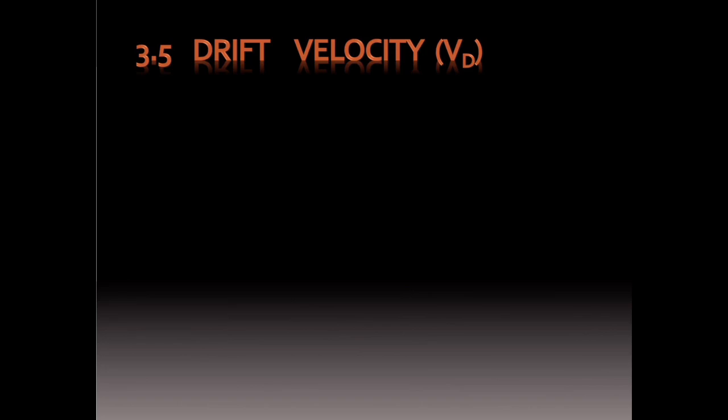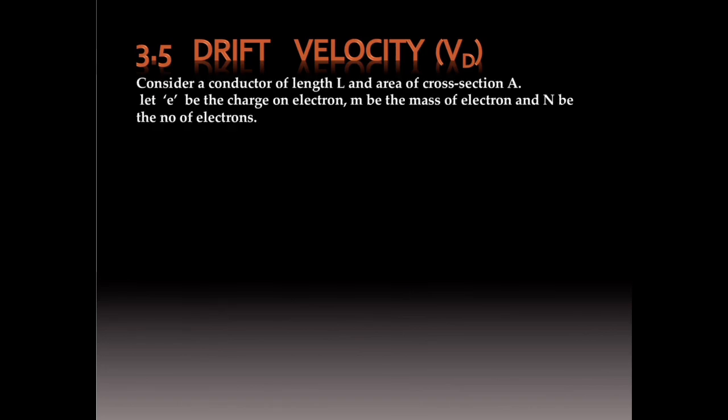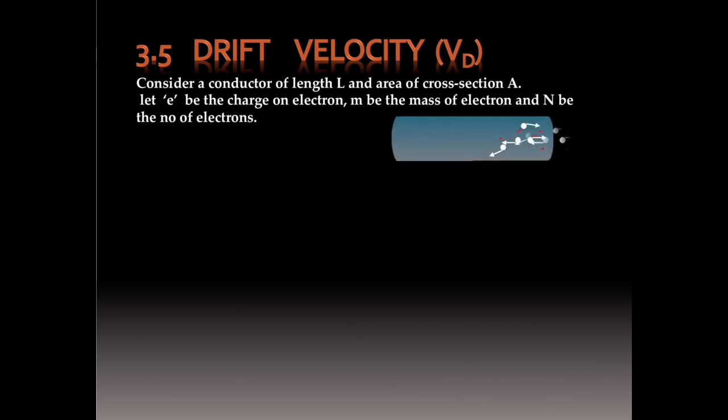Our next topic is 3.5, that is drift velocity. The expression is Vd, where d indicates drift. These lines are always constant for this chapter. We always consider a conductor of length L, cross-sectional area A, e be the charge on an electron, m be the mass of an electron, and n be the total number of electrons.